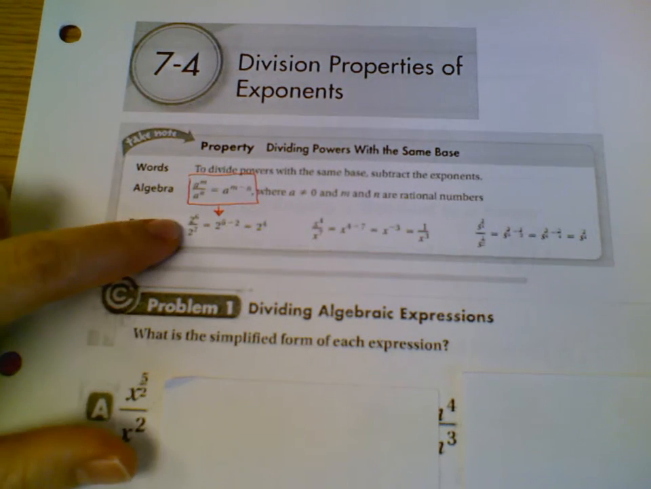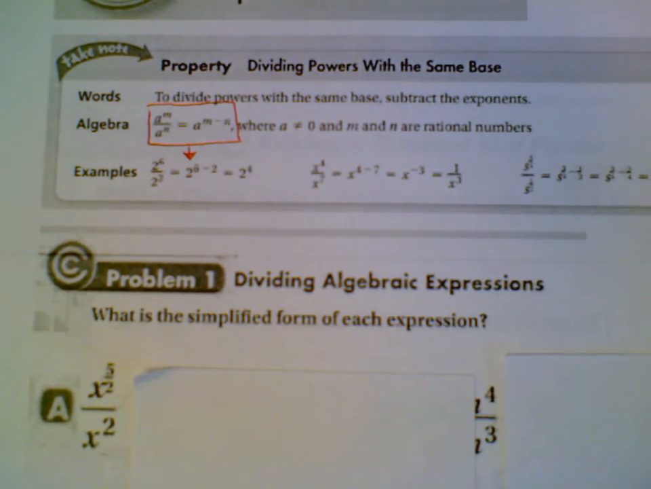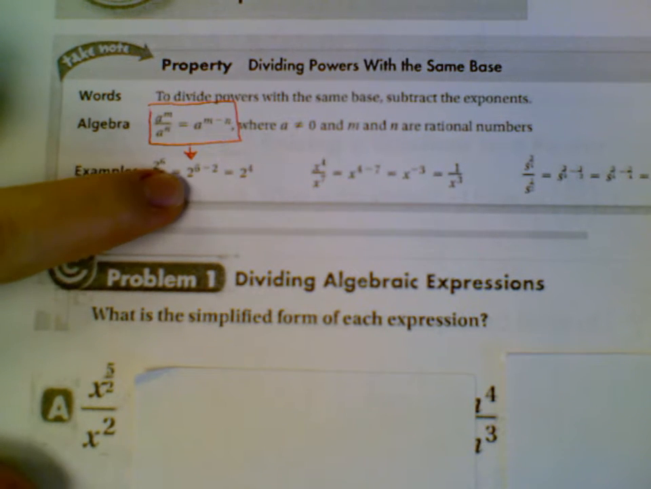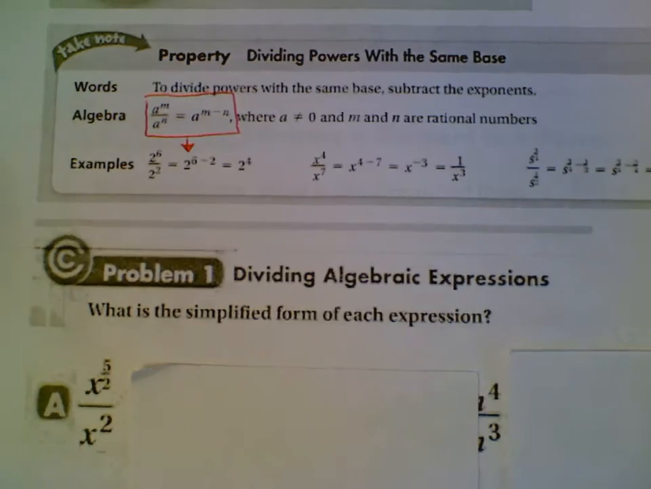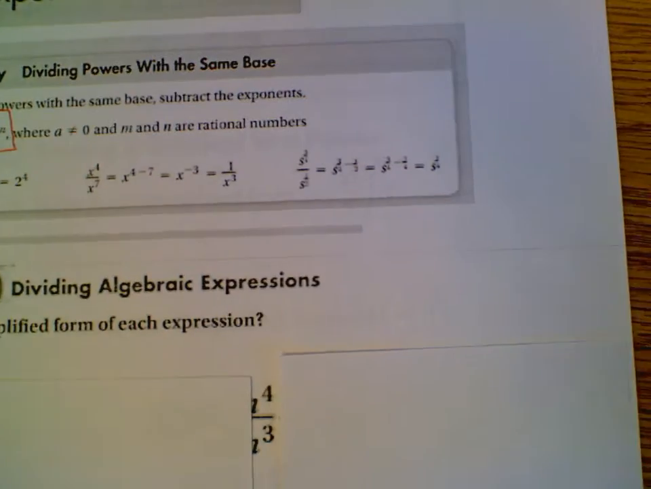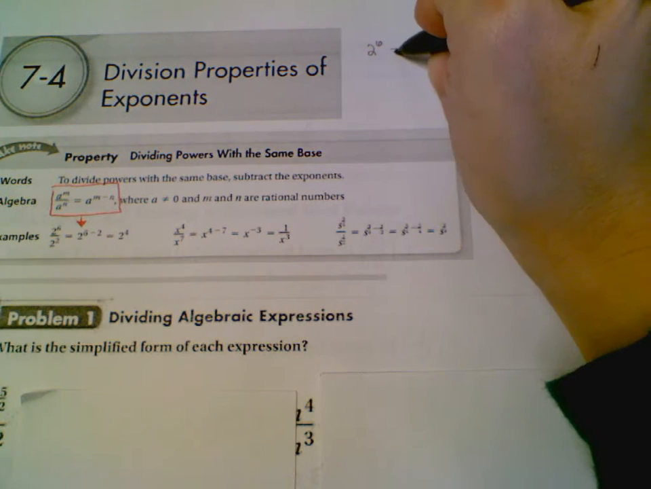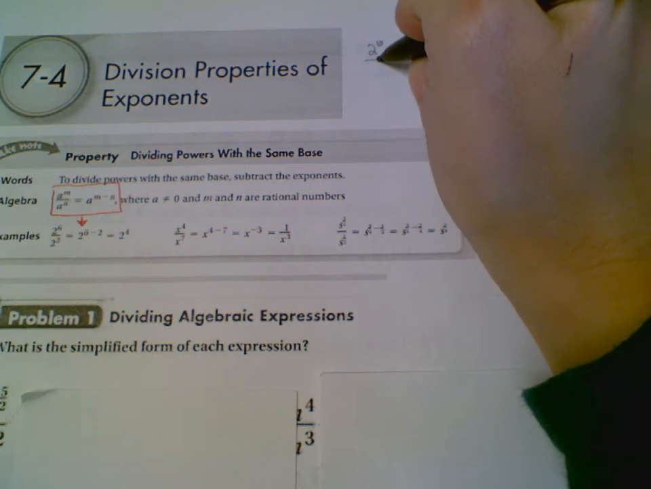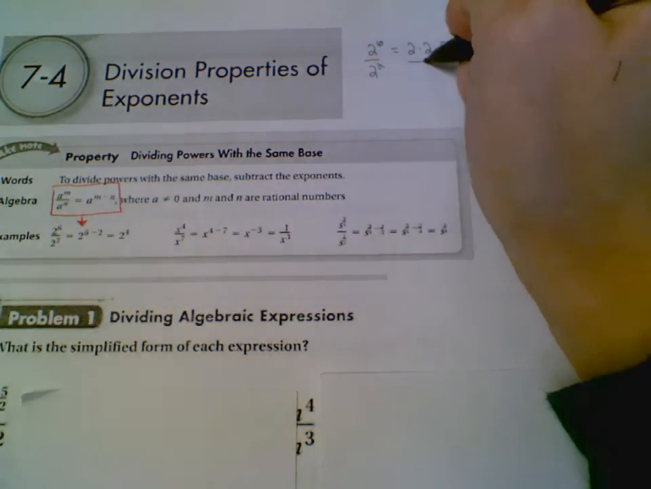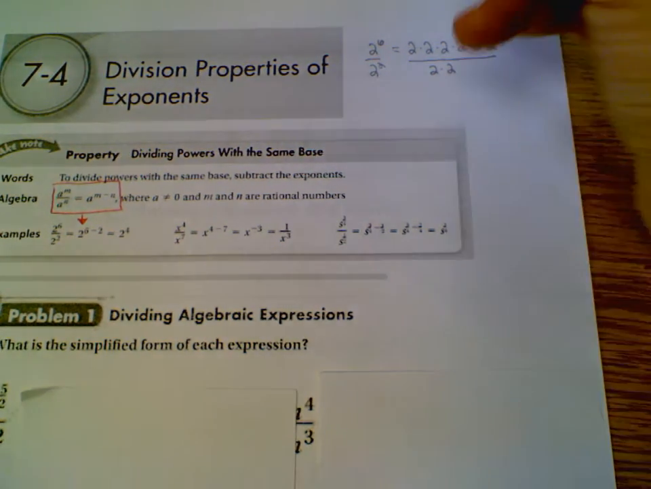So you'll see here, if I have 2 to the 6th over 2 to the 2nd, my base stays the same as 2, and then I'm going to subtract those exponents. And the reason for that is because 2 to the 6th means I literally have 6 2's. And if I'm dividing that by 2 to the 2nd, that means I literally have 2 of those 2's on the bottom. But when you're dividing, you're canceling things out.